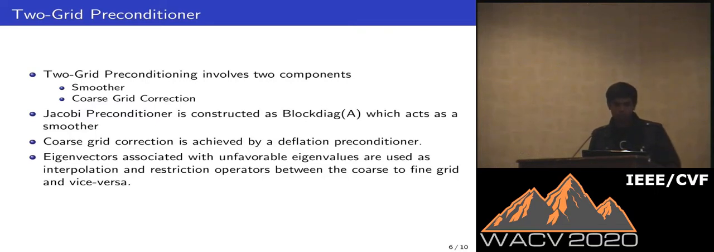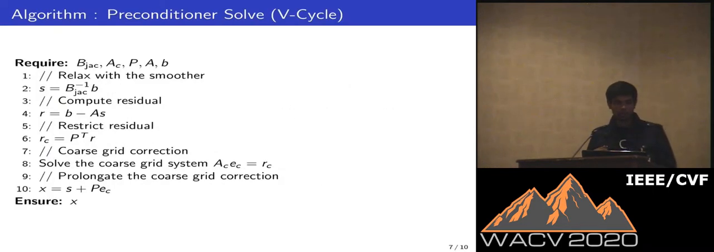The two-grid preconditioner involves two components, a smoother and a coarse grid correction. The smoother is built from the block diagonal of the matrix, by just collecting the block diagonals, and the coarse grid correction is done by a deflation preconditioner. The deflation preconditioner is built from the eigenvectors with the highest eigenvalues. And that's the algorithm, the preconditioner solve. First we do the smoothing, which is done by Jacobi, then we compute the residual, then we restrict the residual to the coarse grid, and after solving on the coarse grid, we prolongate the solution back to the main grid.